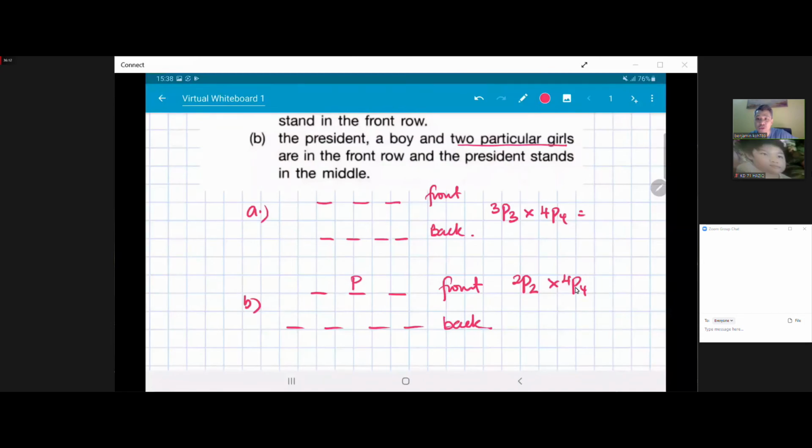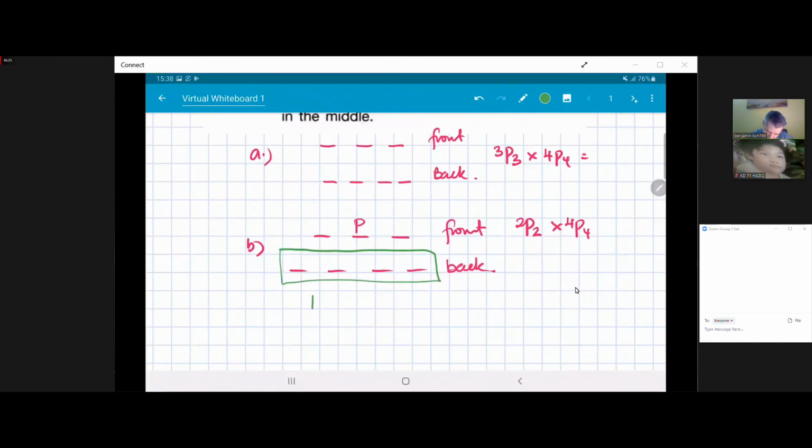Why not 3P3 times 3P1? Okay, let me explain. 3P3 for the boys. No, because for the back part here, for the back row, Tilagan, you've got 1 girl and 3 boys, right? You are saying 3P3 because we don't arrange them together. The boys are not supposed to be together.